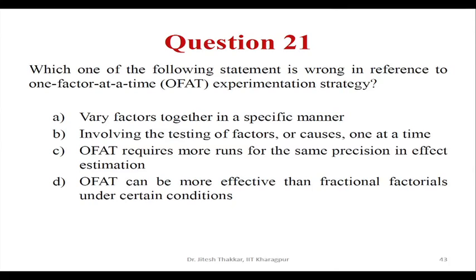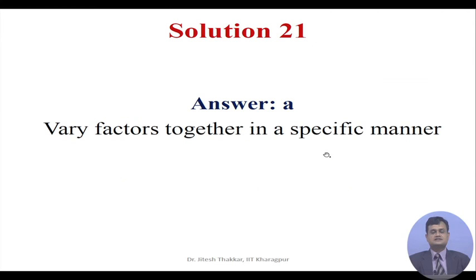Question 21. Which one of the following statements is wrong in reference to the one factor at a time, OFAT, experimental strategy? You have 4 options. A. Vary factors together in a specific manner. B. Involving the testing of factors or cause one at a time. C. OFAT requires more runs for the same precision in effect estimation. And D. OFAT can be more effective than fractional factorial under certain conditions. So, the correct answer is A. Vary factors together in a specific manner.